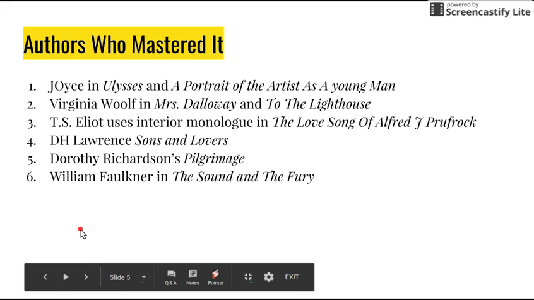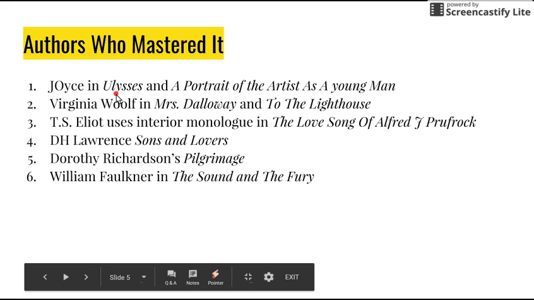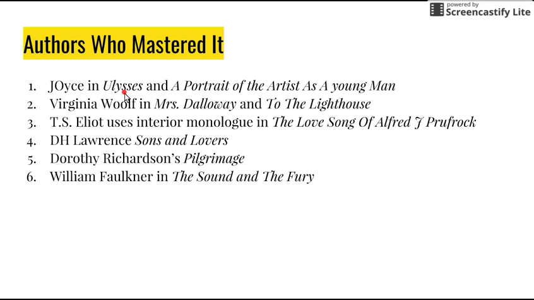Now, which texts have the instances of stream of consciousness? Joyce in Ulysses, which is not part of the syllabus, but Ulysses is a masterpiece of this technique. And of course, in A Portrait of the Artist as a Young Man, there are several instances where stream of consciousness paragraphs can be found. Then, of course, in Mrs. Dalloway and To the Lighthouse, this is not in the syllabus.